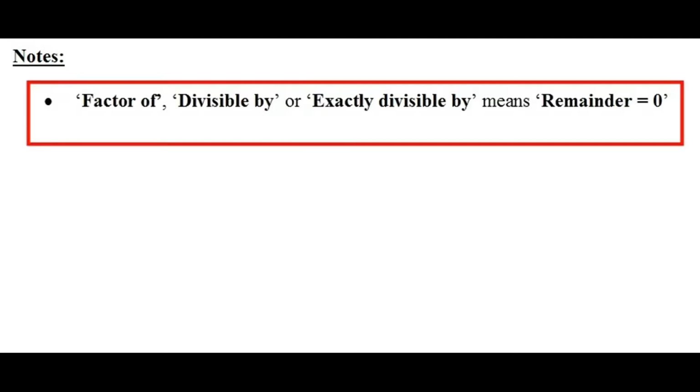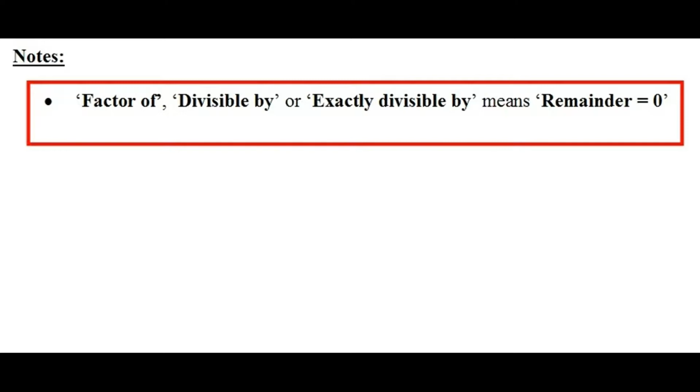Before I attempt that problem, here's a couple of notes. The first note is, whenever you see the words factor of, divisible by, or exactly divisible by, either of these three terms, they all mean that the remainder is equal to 0 upon division. Okay, so have it in your mind: factor of, divisible by, so not divided by, divisible by, or exactly divisible by, they all mean that the remainder upon division is 0.